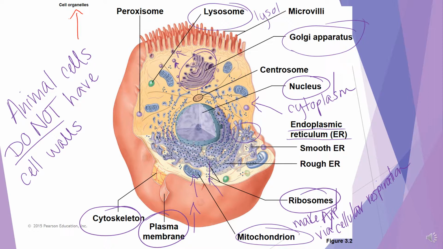And then lastly, we have the peroxisomes. I'm not sure how much your book talks about these, but basically they help to digest fatty acids, which is a type of lipid.